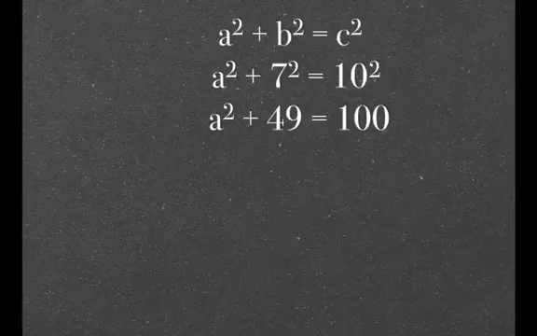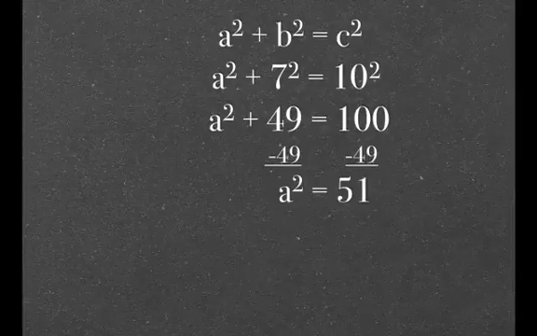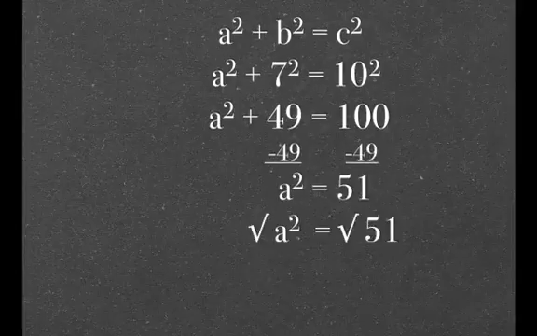Again, to get the a squared by itself, I'm going to subtract 49 this time from both sides, and 100 minus 49 is 51. Square root of both sides, the square root of a squared is going to be a, and the square root of 51 doesn't come out to a whole number answer. If you grab a calculator, it is approximately 7.14.